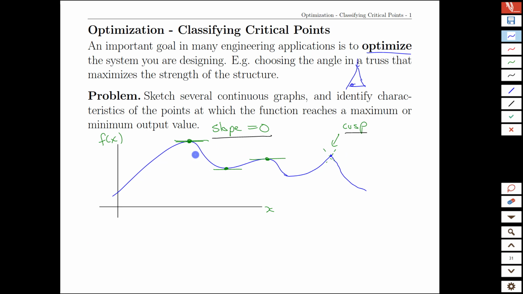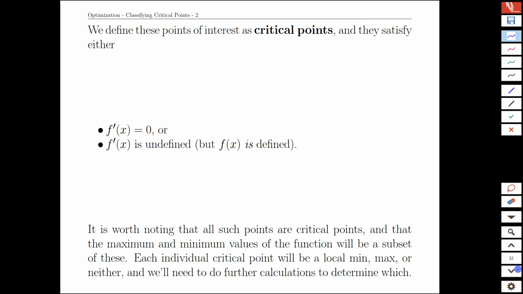But it's important to realize that just identifying those points isn't quite enough to immediately identify the peaks and valleys of a function. It takes us a lot of the way there, absolutely. It really limits our search, but it's not the only thing. In terms of defining these traits, the slope equals zero or the slope is undefined where the function is defined, those are going to be our major building blocks.